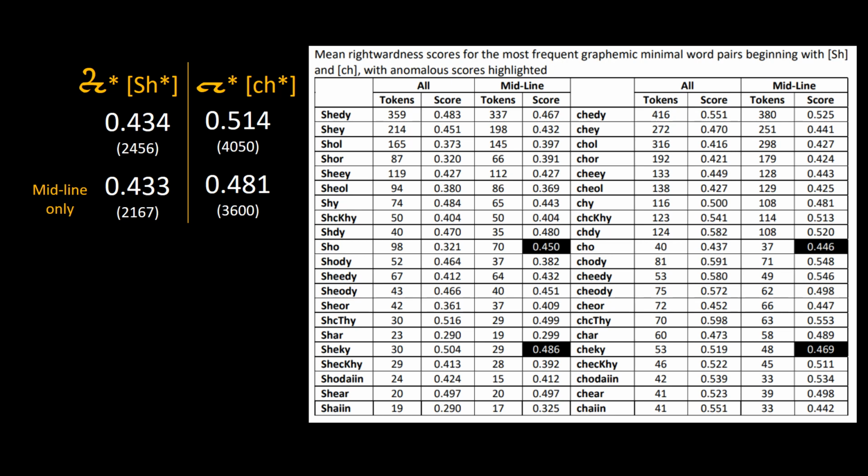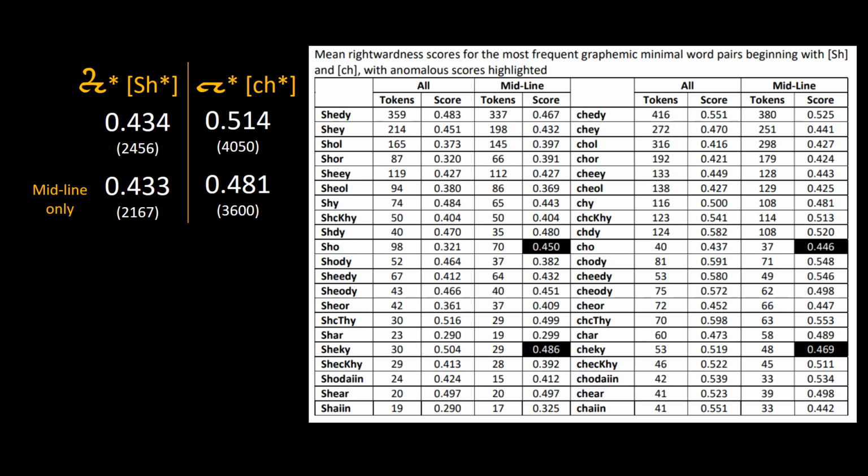If we compare specific word pairs, we find that the pairs with the highest total token counts conform individually to the same pattern. There are 21 word pairs that alternate between initial sh and ch, with 60 or more total tokens, and in every one of these cases the ch word scores rightward on average from the sh word. If we limit our analysis to midline words, 19 of these word pairs, roughly 90%, still conform to the same pattern.